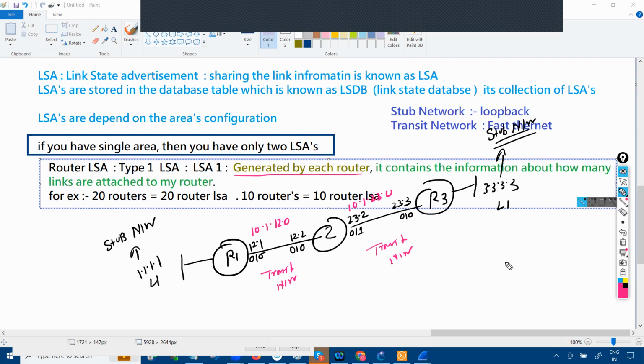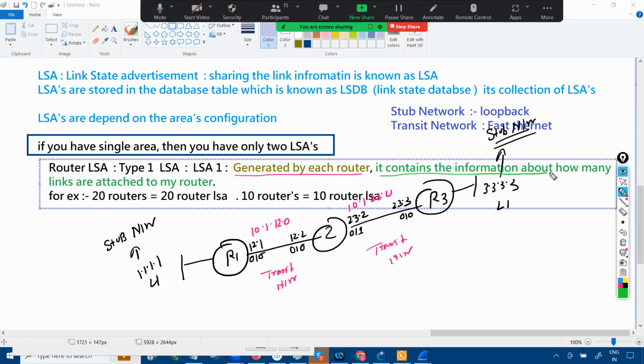Now, what will they advertise in the router LSA? Router LSA is just going to contain the link information, how many links are attached to my router. So, guys, pay attention. When router one advertises the router LSA to router number two, what will he tell router number two? Hey, you know one thing, I have two links. I have two links. One link, that's one.